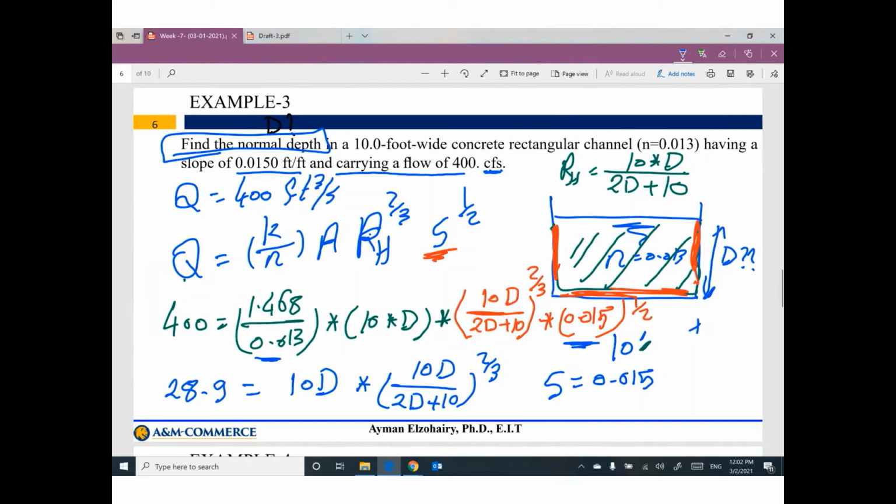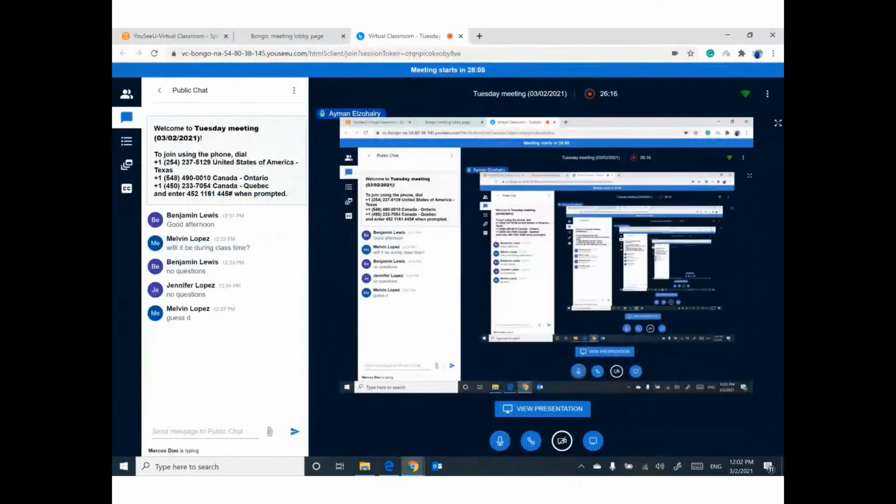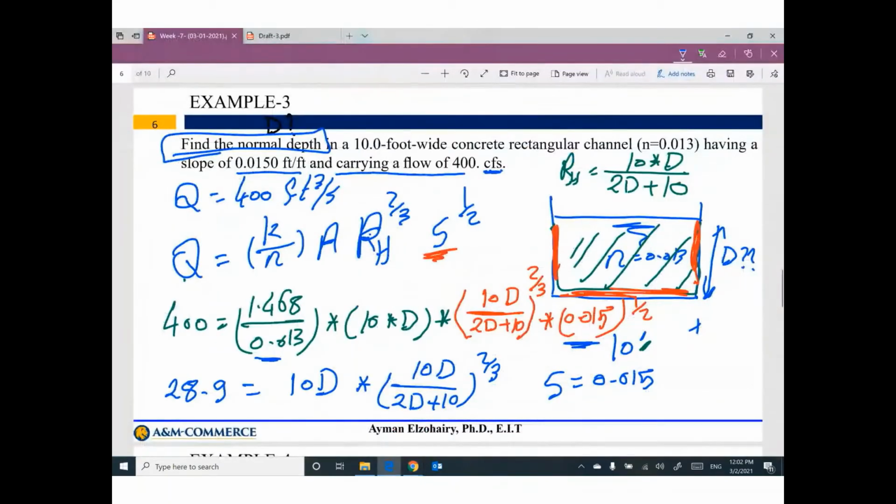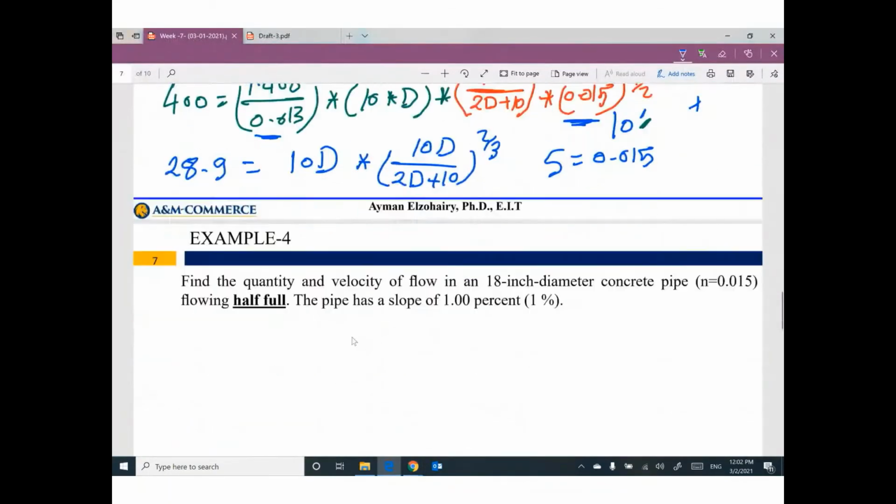Anybody can tell me, how can I solve this equation? Probably I solved one like this last week. I remember. Anybody can tell me how to solve this kind of equation? Do you remember the method? Guess. Trial and error. Yes, you have to guess. Trial and error. So I will try and see what's going on.